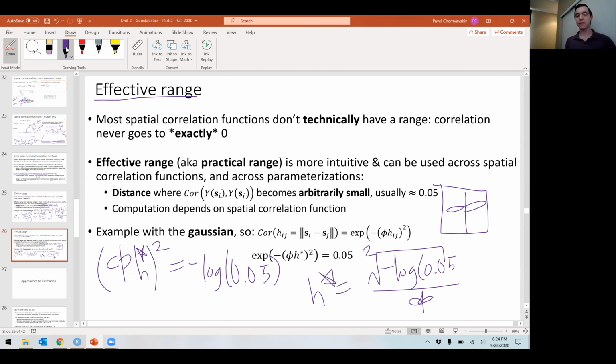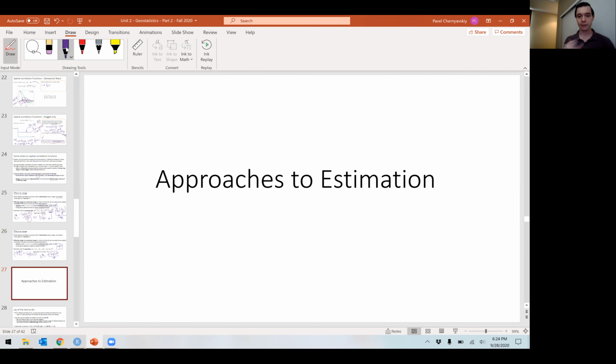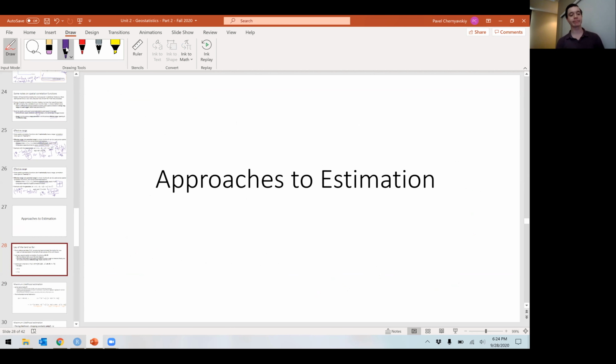The way we compute the effective range, you take a function and set it to an arbitrarily small number, usually 0.05, and then solve for h. You can do this programmatically, you can do this manually, or some software will do it for you. But again, be careful with defaults. Okay, estimation.